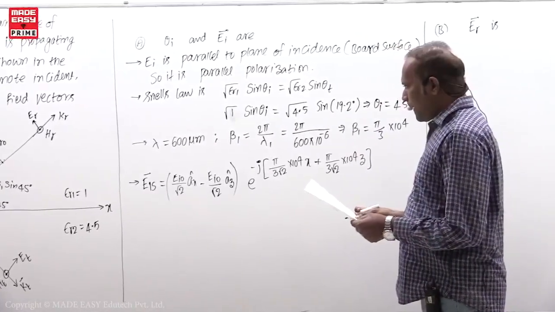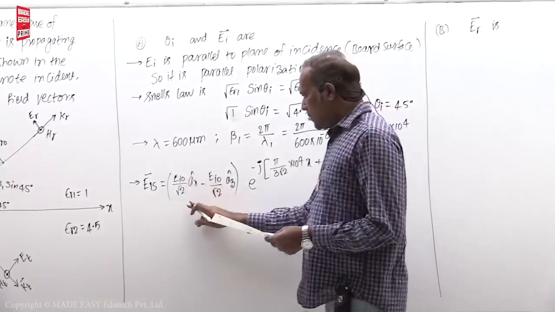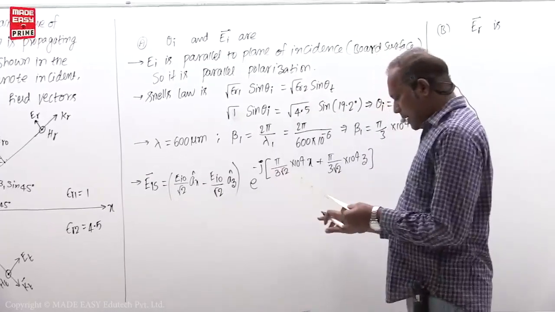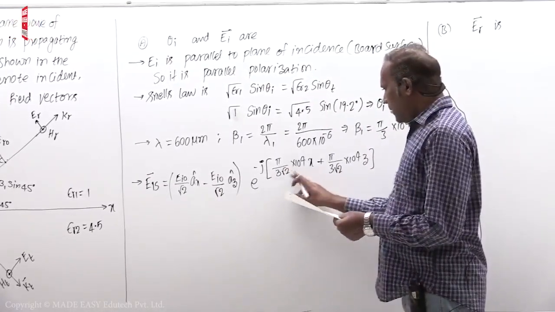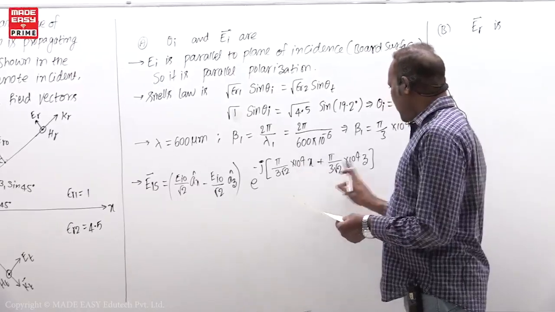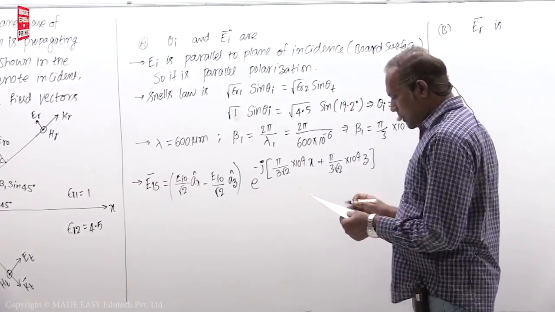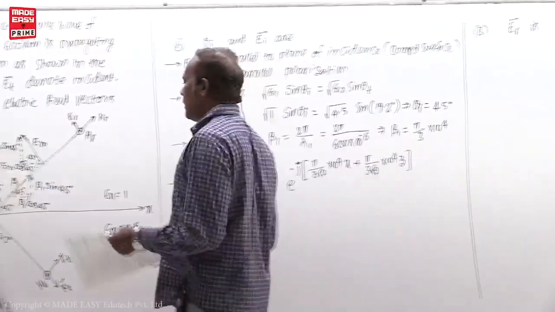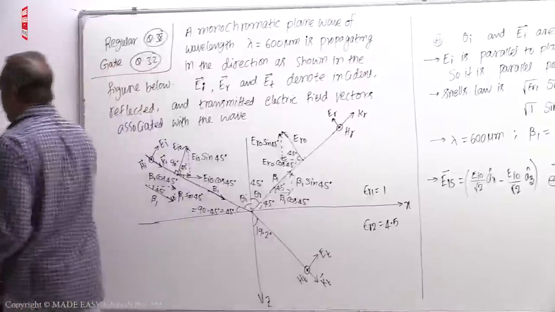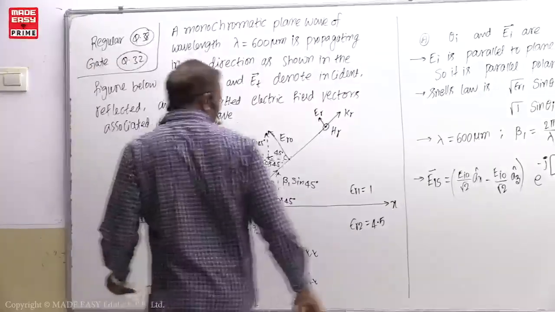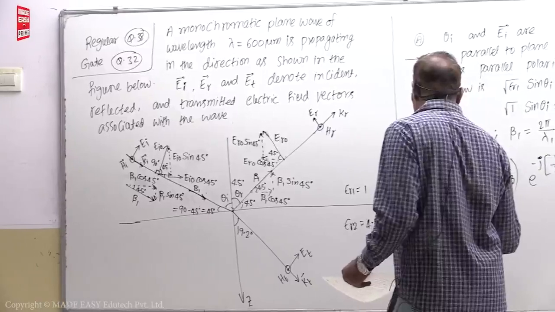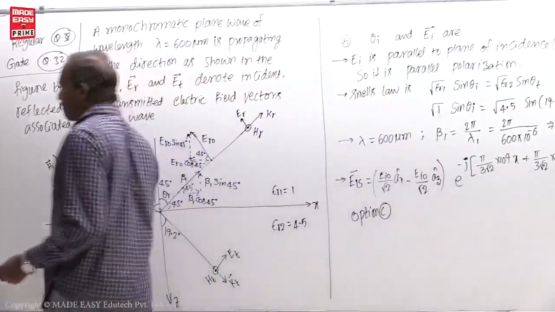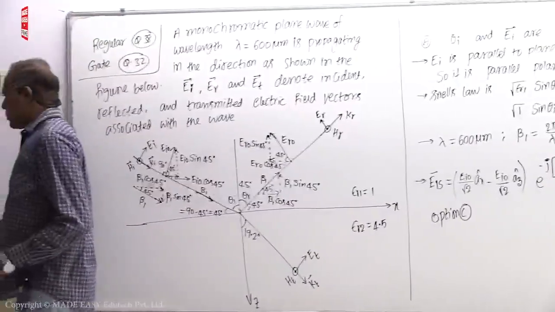You can see he has given EI0 by root 2 common, AX minus AZ, then e power minus j pi by 3 root 2 10 power 4 common, then x plus z comes. Then this option, okay, this is the answer. This is option C. Option C is correct actually. Yes, that is option C.